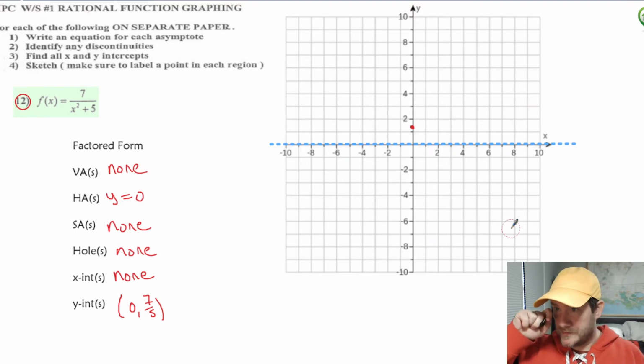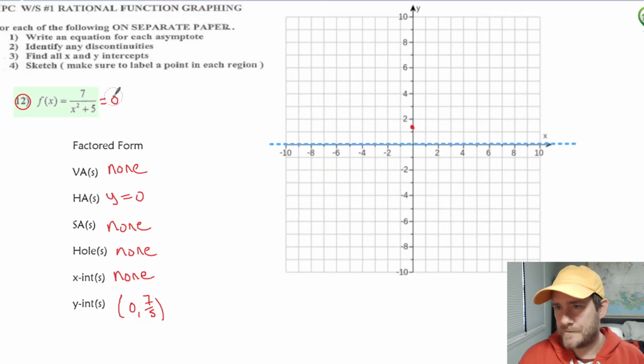So what do we know? Is this graph going to cross its horizontal asymptote? Well, I guess we could find out. Its horizontal asymptote is 0, though. So does this graph ever equal 0? If I multiply through by this denominator, or if I cross-multiply, however you choose to think about it, we end up with 7 equals 0, and 7 does not equal 0.